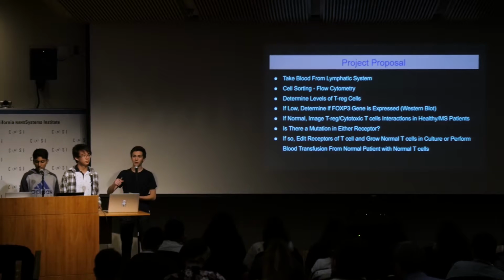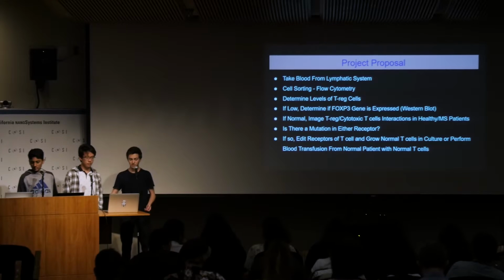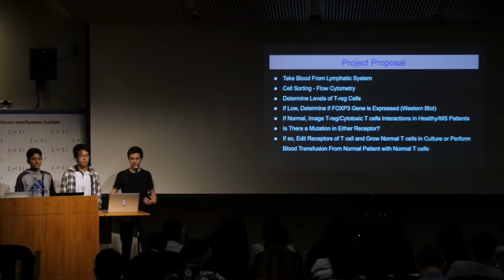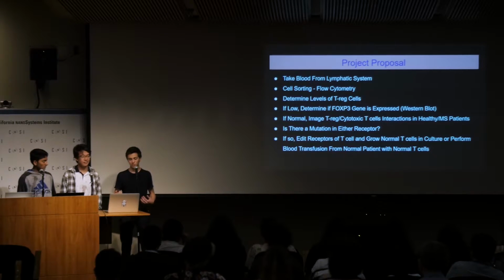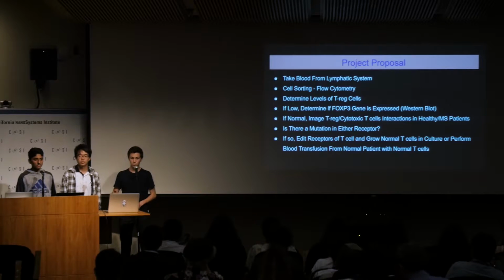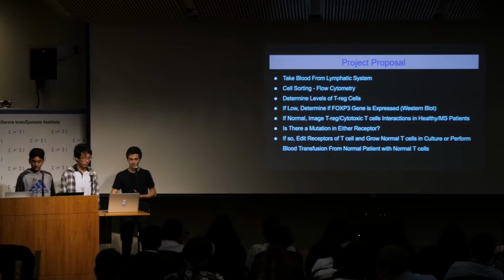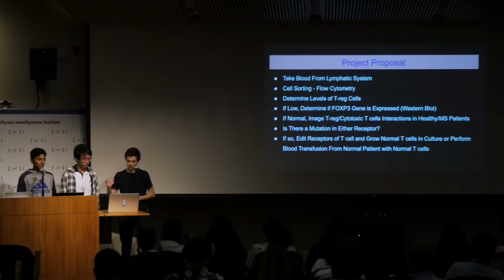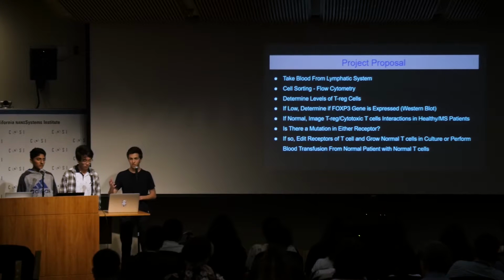Then we will compare the amount of Treg cells in a normal patient to one with MS. If the Treg cells are low or not present at all in the patient with MS, we think this would be due to the FOXP3 gene, which we talked about earlier, not being expressed. That FOXP3 gene codes for proteins which are used for the differentiation of T cells to Treg cells with CD25 positive receptors. And the way we'll tell whether this gene is being expressed is through Western blotting, which I don't have time to go into.